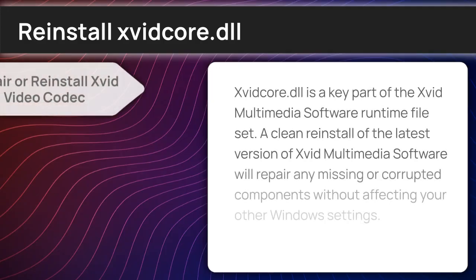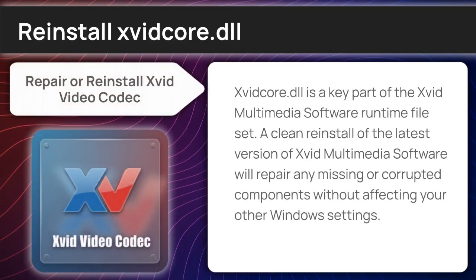Third-party application errors like this are best fixed by reinstalling the affected software suite. Download and reinstall the latest version of Xvid Multimedia Software to restore the Xvidcore.dll library without risking system instability.